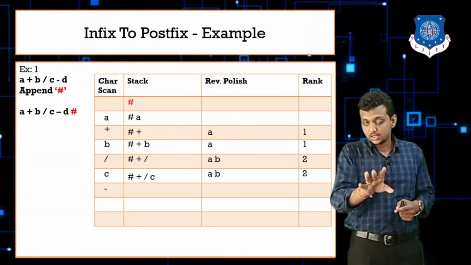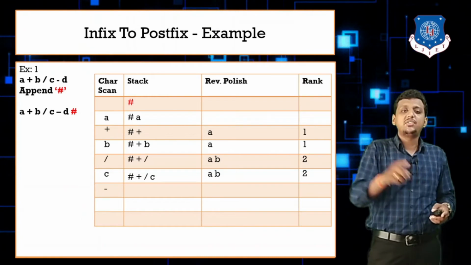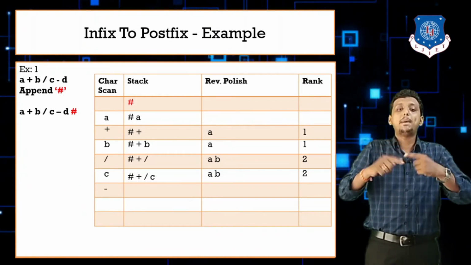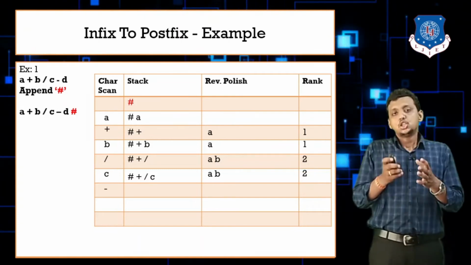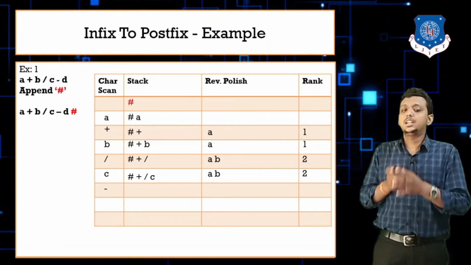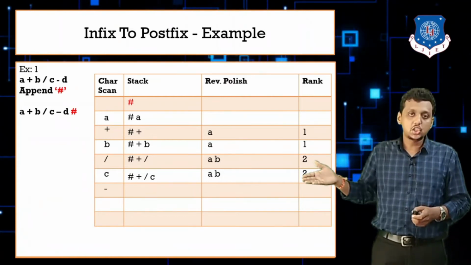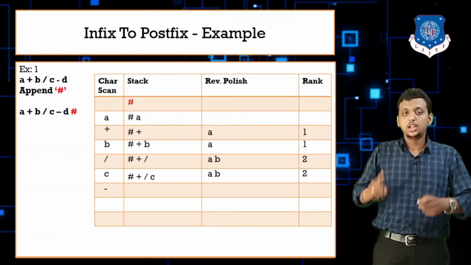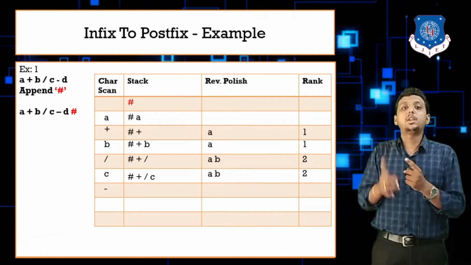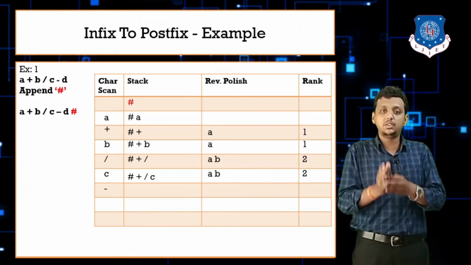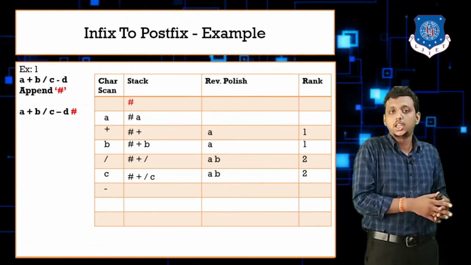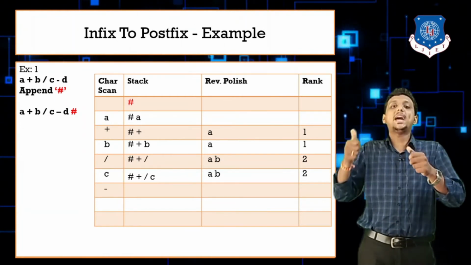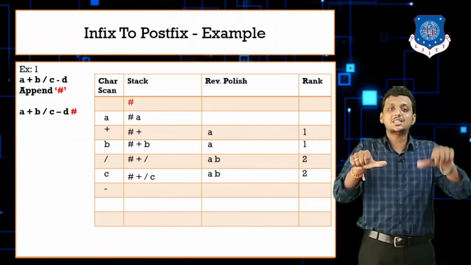Just wait a minute students. After concatenating C with AB, our task is not over. We again need to compare minus with the next operator. Minus has lower precedence than division, which means division has higher precedence than minus, so just pop division also. Now compare plus with minus also, because after popping division and appending it to the reverse polish string, the plus remains. So compare minus and plus.